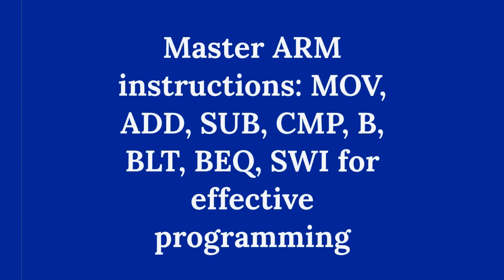Key ARM instructions include MOV, ADD, SUB, and CMP. Branch instructions like B, BLT, and BEQ control program flow. SWI is used for making system calls. Mastering these instructions is crucial for effective ARM programming. This section provides a concise reference for common operations.